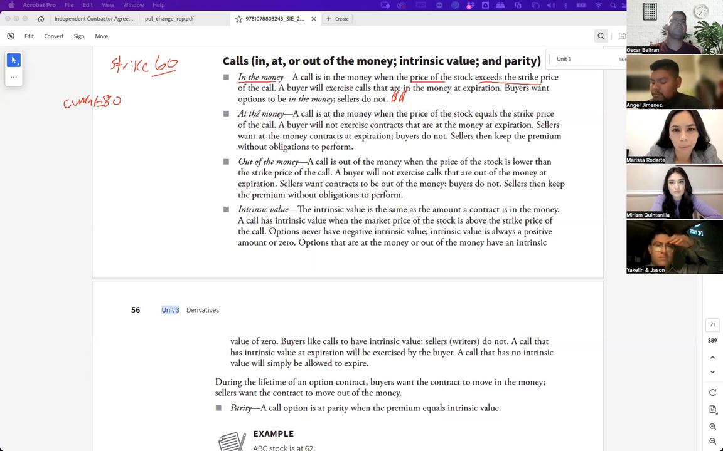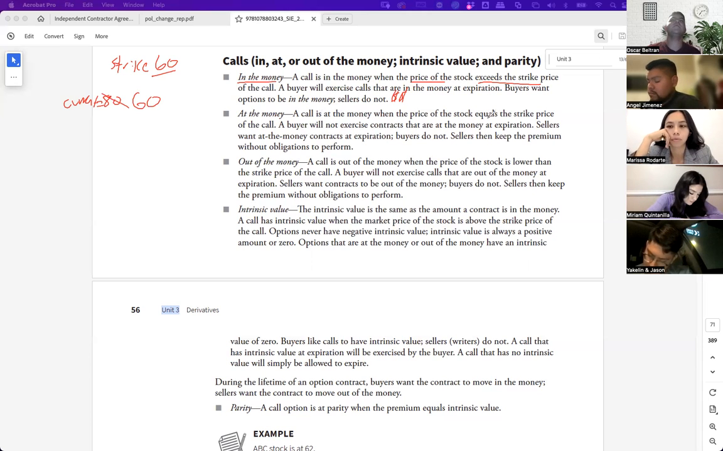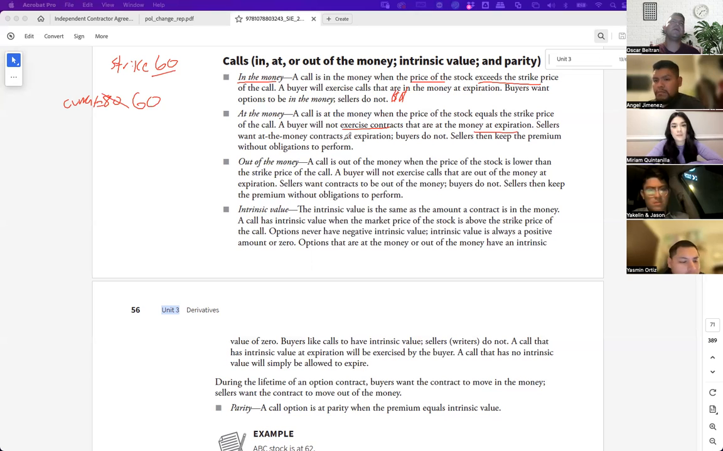Now at the money, all this means is that the strike price equals the current market price. We call it at the money when the strike price equals the stock price. A buyer will not exercise a contract that is at the money at the expiration date, because either way they're going to lose money. They'd rather just lose the premium they paid. Sellers want at the money contract expirations. Buyers do not.